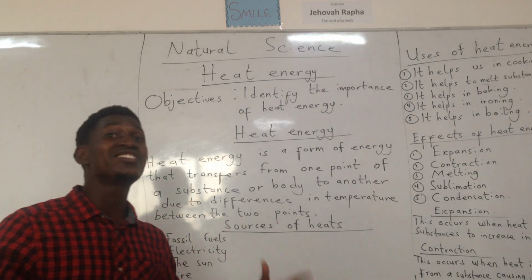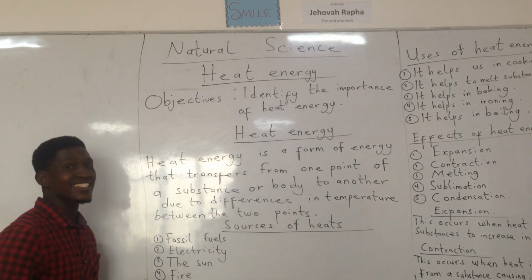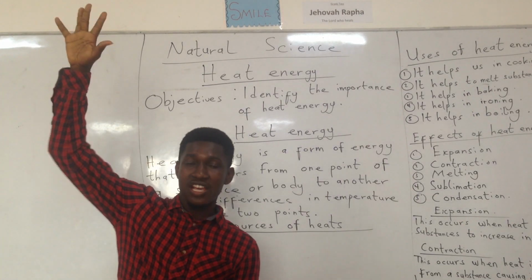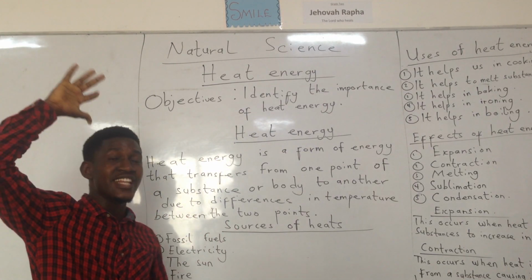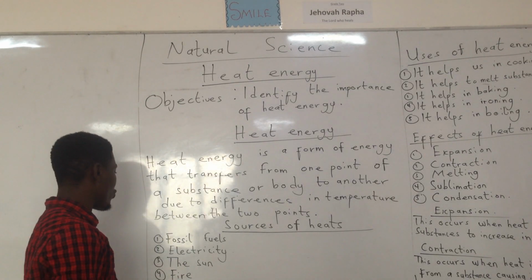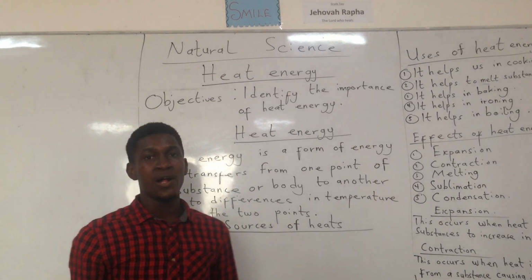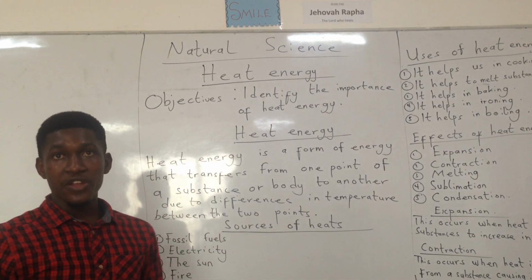Electricity. Electricity is a source of what? Heat energy. We have the sun. Yes, every morning or every day we see the sun. So the sun is one of the sources of what? Heat energy. Fire. It can be any fire when you light a fire.